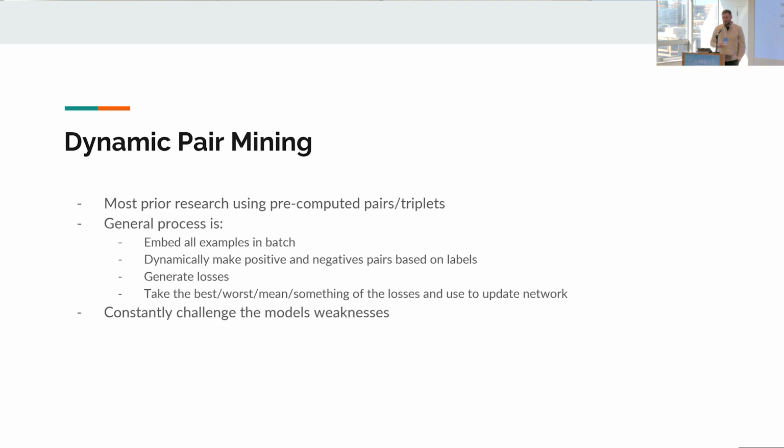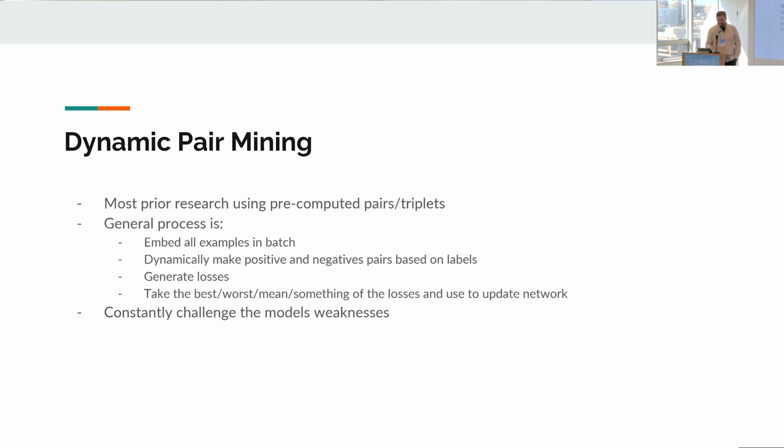One of the big things we added, which a lot of the prior research in particular binary function search doesn't use, is to mine the pairs dynamically. Most of the research uses pre-computed pairs. They'll essentially do something like Python itertools combinations and then save that. The general process when you dynamically mine is you create a batch, you embed everything, you dynamically make positives and negatives within that batch, you generate the losses for them, and then you use some sort of aggregation or some sort of rule, like if it's above 0 or what's the mean or something like that.